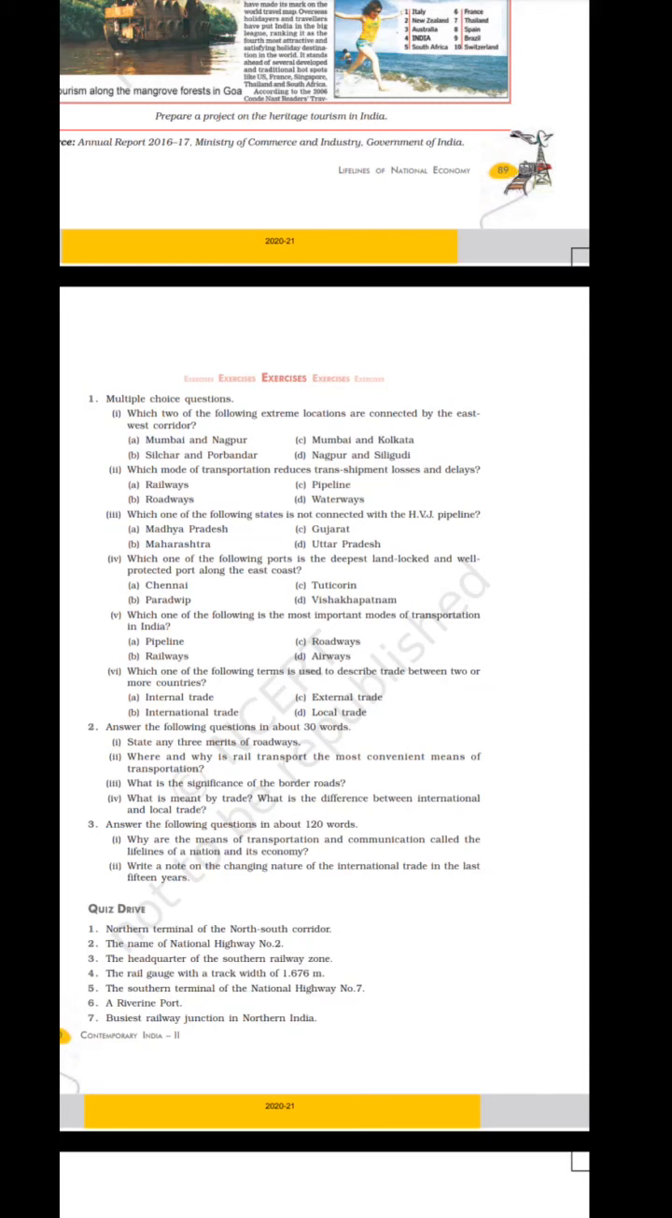Which one of the following ports is the deepest land-locked and well-protected port along the east coast? Chennai, Tuticorin, Paradip, Vishakhapatnam. Which one of the following is the most important mode of transportation in India? Pipeline, roadways, railways, airways. Which one of the following terms is used to describe trade between two or more countries? Internal trade, external trade, international trade, local trade.